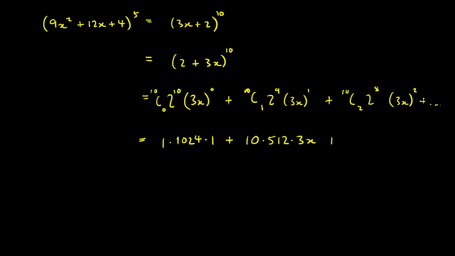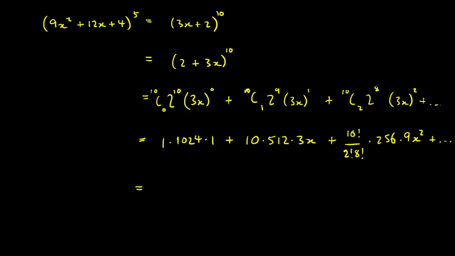Okay, next one. So what have we got? We have got 10C2. The formula for that is 10 factorial over 2 factorial times 8 factorial. I'll come back to that in a second. 2 to the power 8, that'll be 256. And 3x squared is 9x squared, because 3 squared and then the x squared.